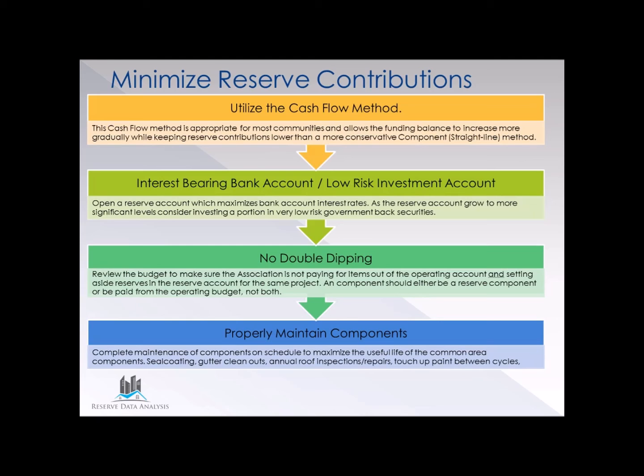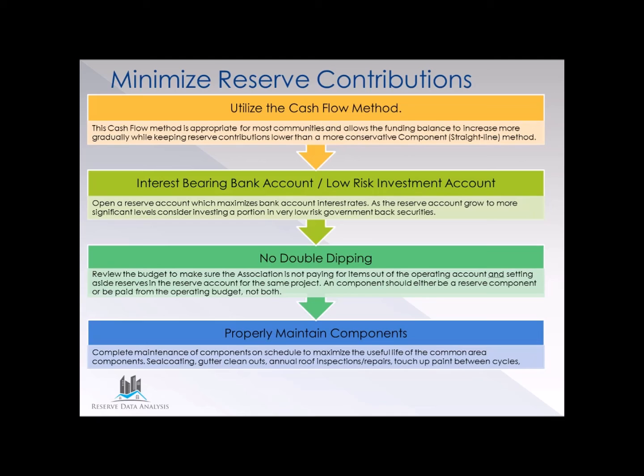There are other methods, the straight line funding method, which is a more conservative approach, and it's more difficult to follow because you have to follow each component and set aside money for each component. It's very difficult, and it was used in the past more, and the industry found that it was very, very difficult for communities to follow that funding model, just because it requires a significant amount of time and effort. So a cash flow method is kind of an in-between, and it's proved to be realistic and adequate for the vast majority of communities out there.